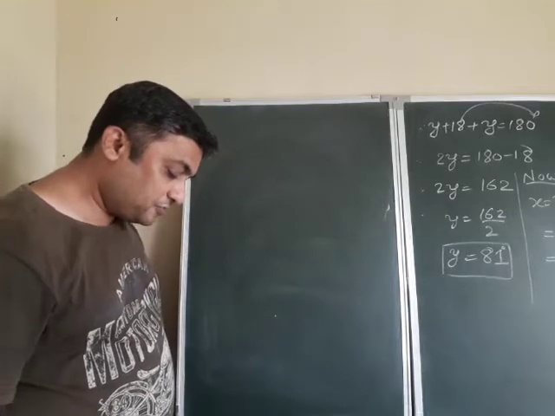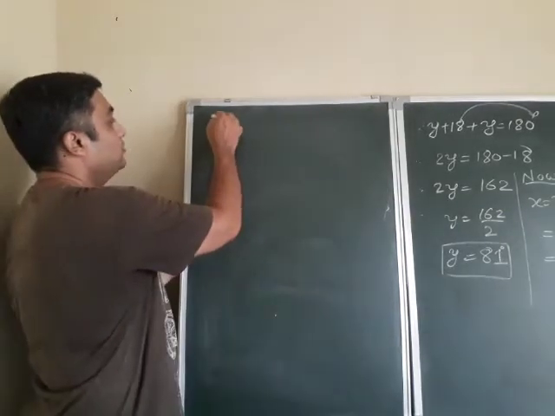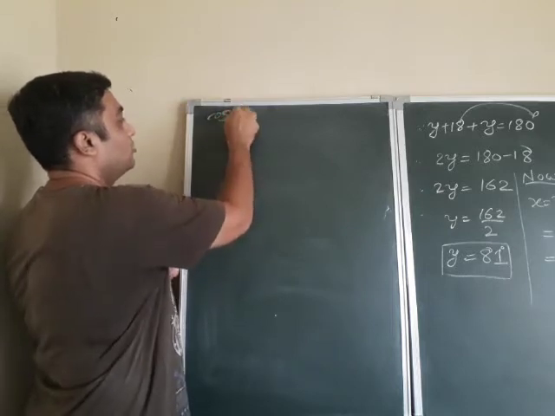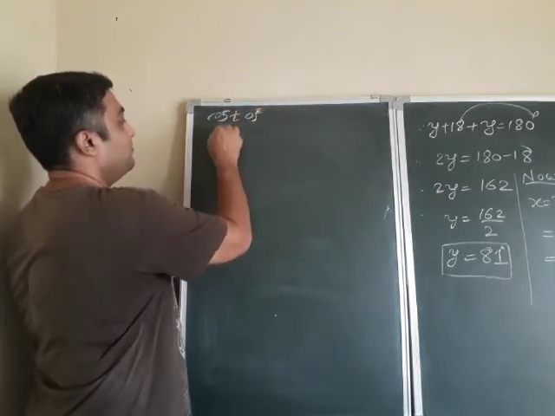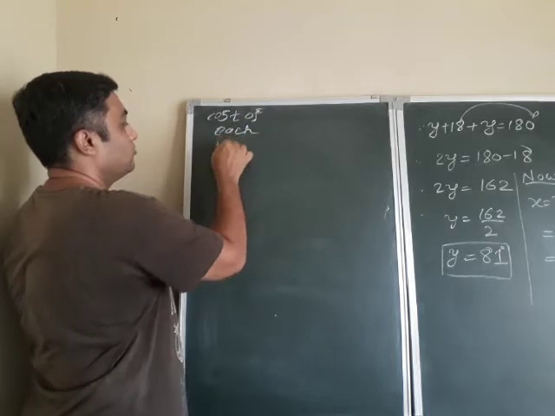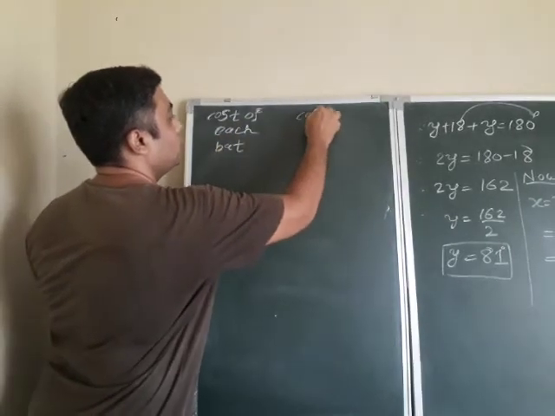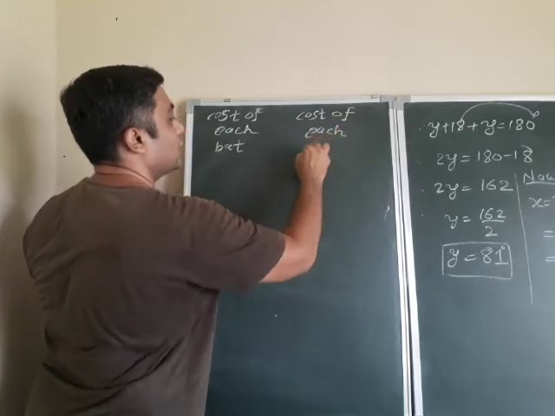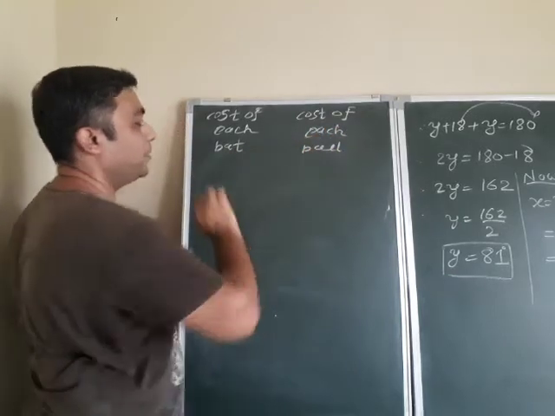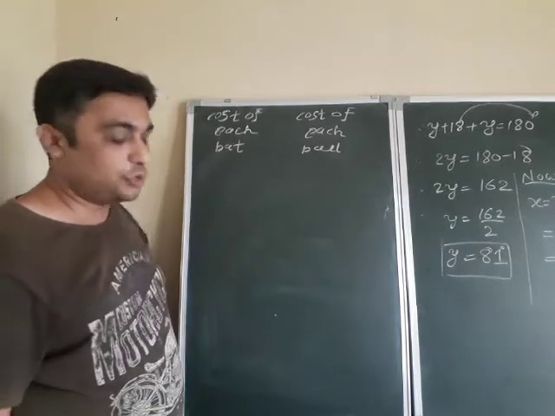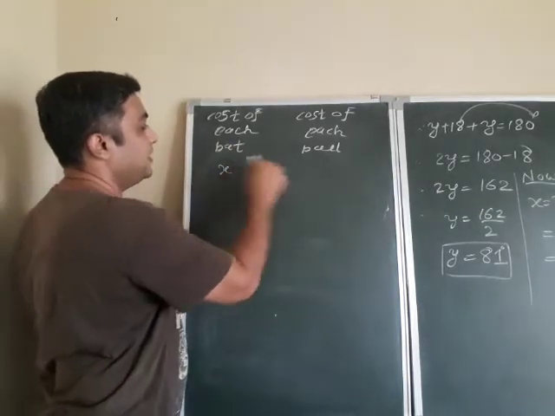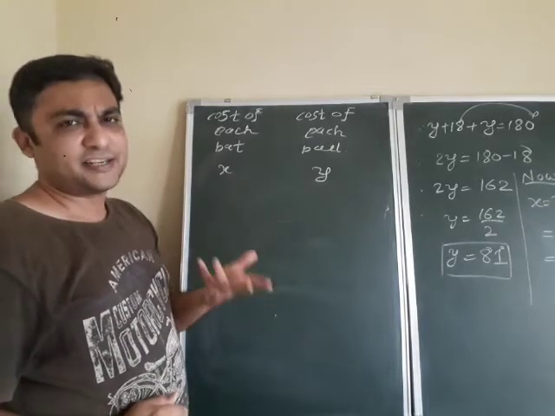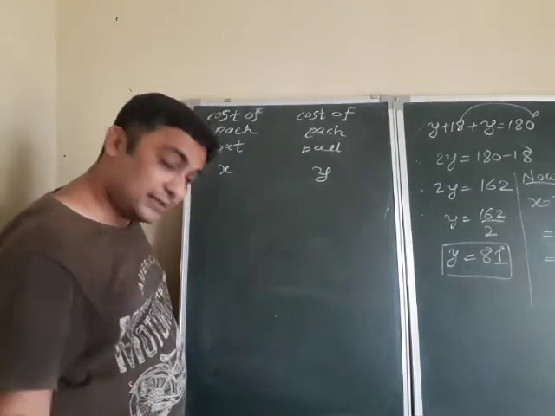Find the cost of each bat and each ball. So let me assume the cost of each bat, and here I assume the cost of each ball. It's the cost per ball and per bat, means one unit cost. Sure, let's assume this would be x and this should be y. You can change it. You can assume this y and this x also. Clear?